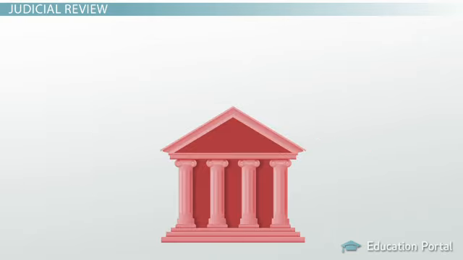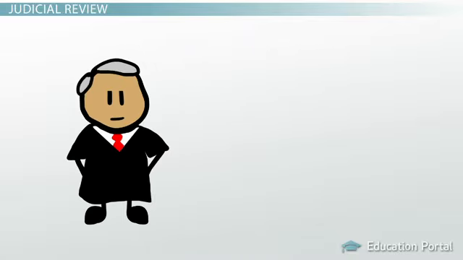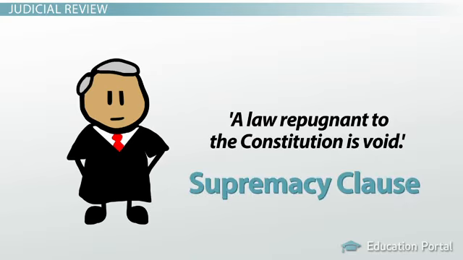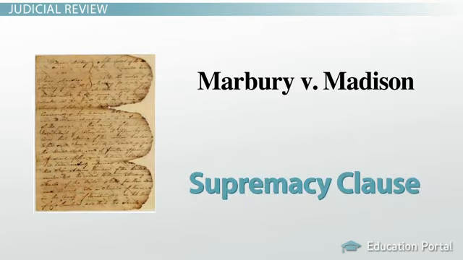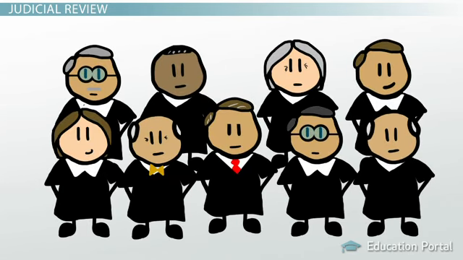The Supreme Court established the duty of judicial review in 1803 through the case of Marbury v. Madison. In the Marbury case, Chief Justice John Marshall wrote that a law repugnant to the Constitution is void. This is simply a description of the Supremacy Clause. But this famous case went on to establish the power of federal courts to void acts of Congress that are determined to be in conflict with the Constitution. In effect, the Supreme Court declared itself the final arbitrator in determining what can and can't be law.